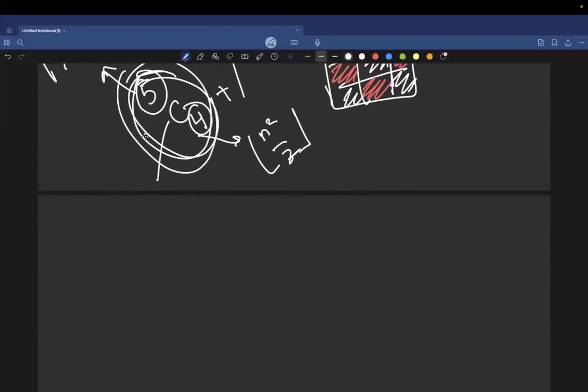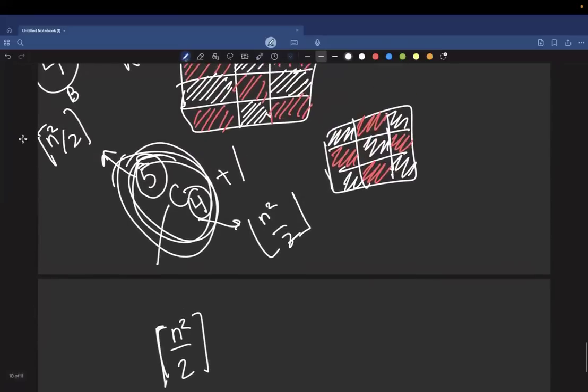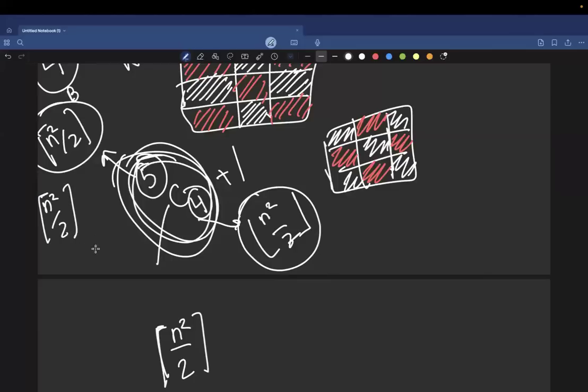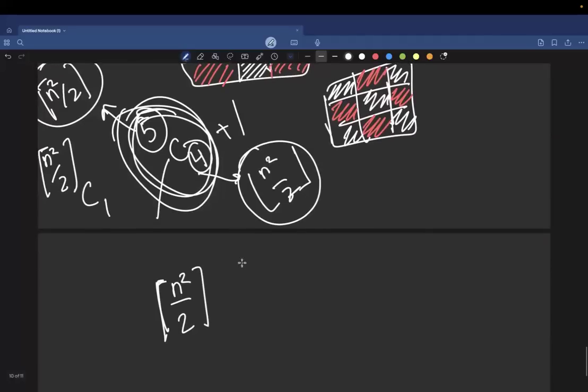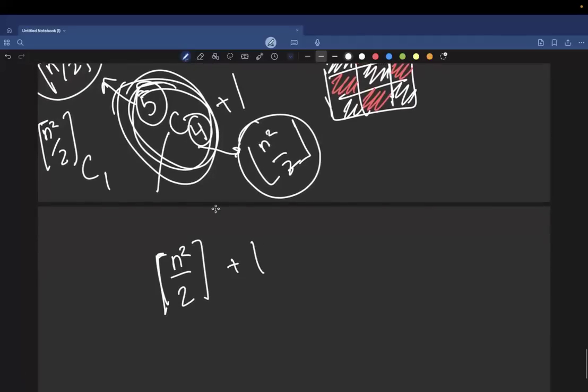So this particular thing can be rewritten as n square by 2 ceil, right? N square by 2 ceil combinations of n square by 2 floor is equivalent to saying n square by 2 ceil choose one. You are choosing one of them, which you will color as white. So this is the answer.